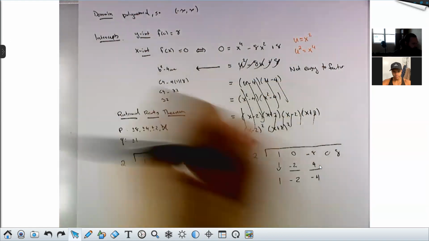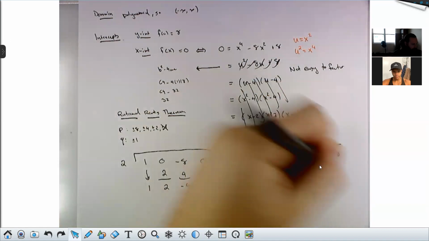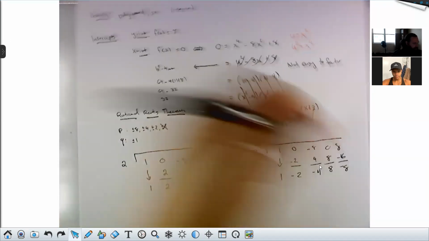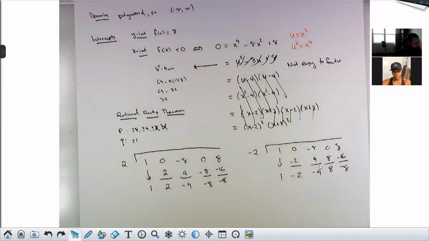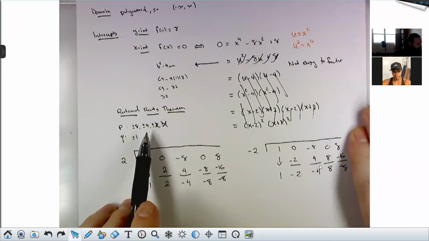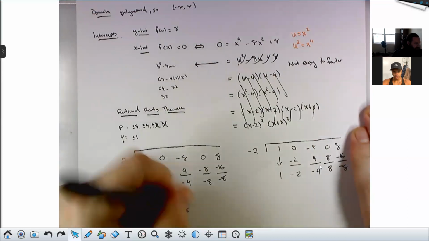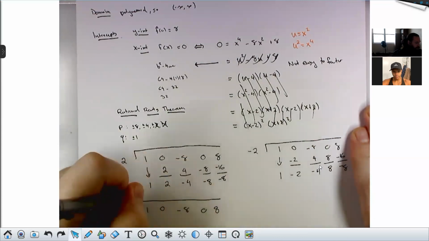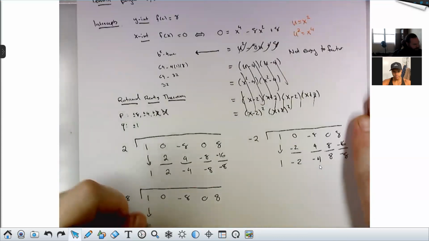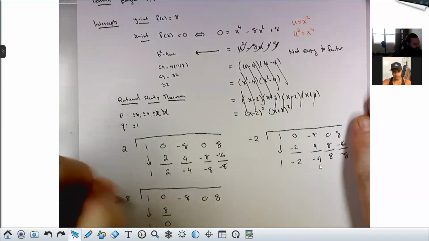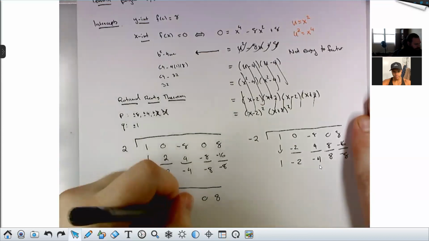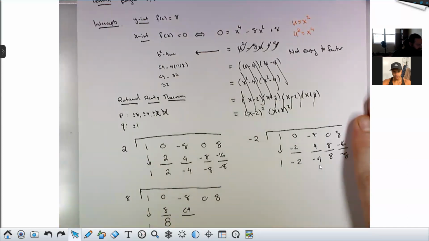This would be -4, which would give me +8, which would give me 8, which would give me -16, -8. So the 2's are out, which means it must be 8 itself, because 4 is a square, which would mean that in terms of u. So let me just check 8 real quick. 1, 0, -8, 0, 8. Bring down the 1, and this is 8. 8 times 8 is 64. 64 minus 8 would be 56.